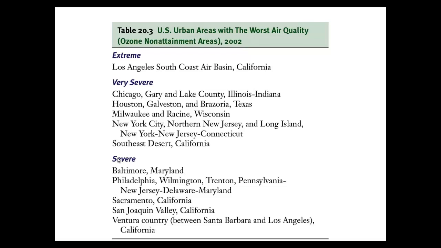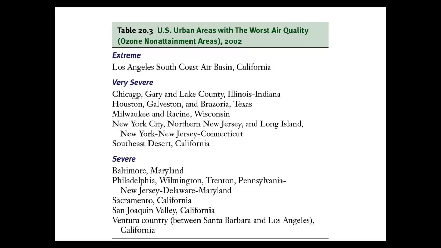So part of what the EPA has done is set attainment values. Basically, attainment value is the maximum amount of the air pollutant you should have in your area. And if you look at these U.S. urban areas with the worst air quality, these are ozone non-attainment, meaning they do not get down to the safe amount of ozone, essentially. One of your extreme worst is Los Angeles South Coast Air Basin.